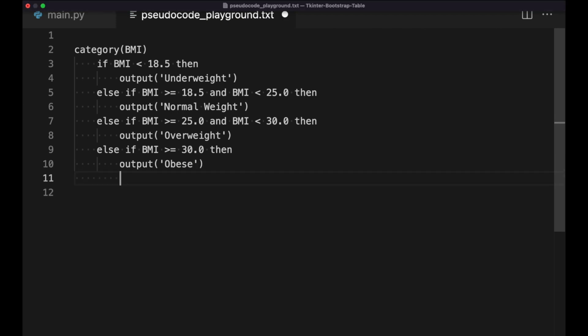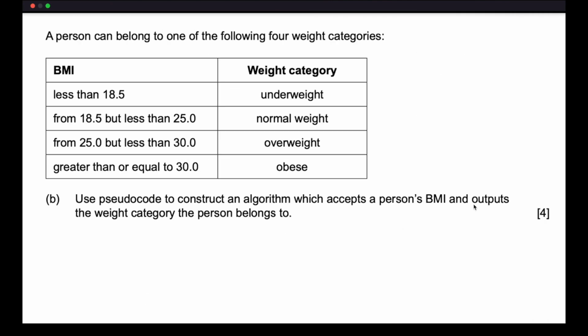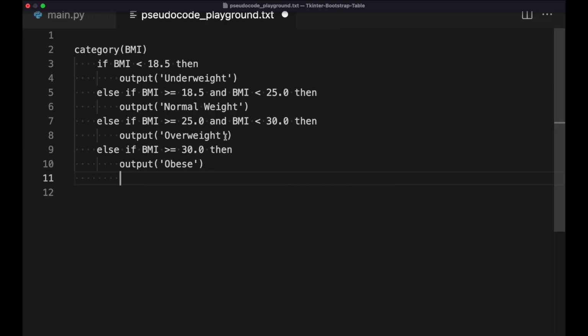So this is going to be our function, and then because it said output, we're just outputting it. So we're basically just printing out the output right here. If it was a function, we'd obviously have a return statement in each of these places. And then we're just going to do end category to close out the function.